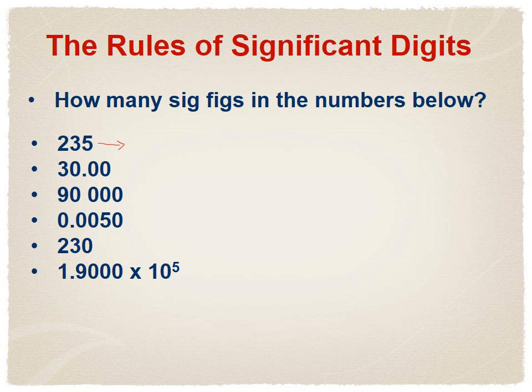So 235, these are all non-zero digits, digits 1 to 9. So there's 3 significant digits. 30.00, you have a decimal place. Because you have a decimal place, these zeros have become significant, especially since they're after a non-zero digit. So here we have 4 significant figures. We're really uncertain about this last digit here. Here we're uncertain about this last digit over here. 90,000, no decimal place. Only one non-zero digit.